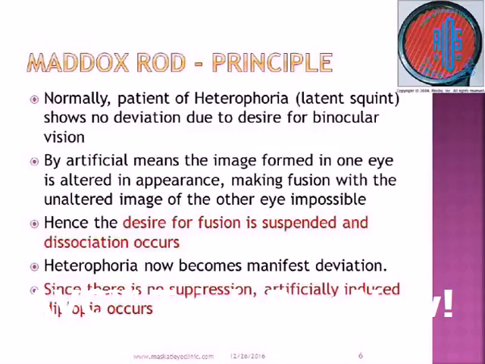Normally, as I said, a patient with latent squint will show no deviation because the brain says, "You cannot do this," you have to look straight. But by artificial means, if we dissociate the two eyes, by putting a Maddox rod in front of one eye, the brain finds it impossible to fuse because the two images are now completely different. So then the desire for fusion is suspended, the dissociation occurs, and now the patient is seeing two different objects. So now the heterophoria, the latent squint, you have converted into manifest, because heterophoria you couldn't diagnose. So you split it, make it manifest, and now you can easily diagnose.